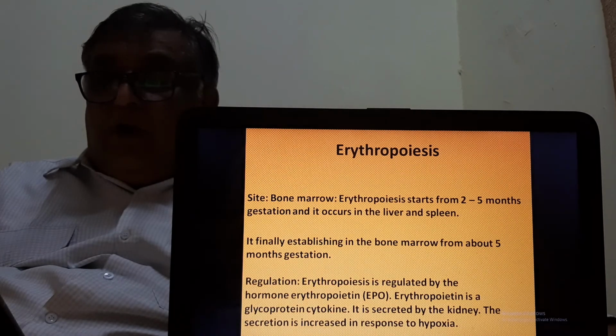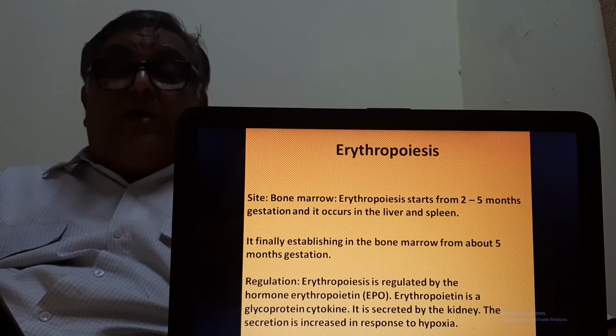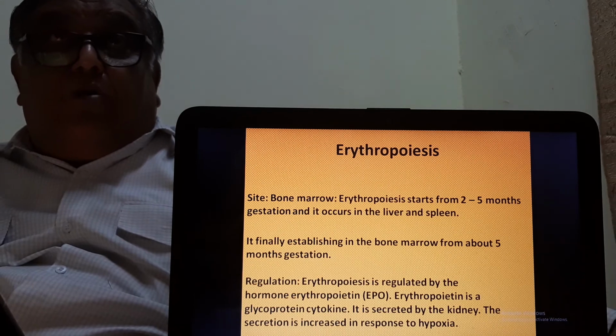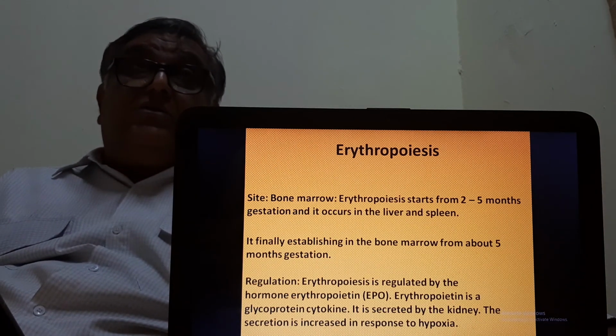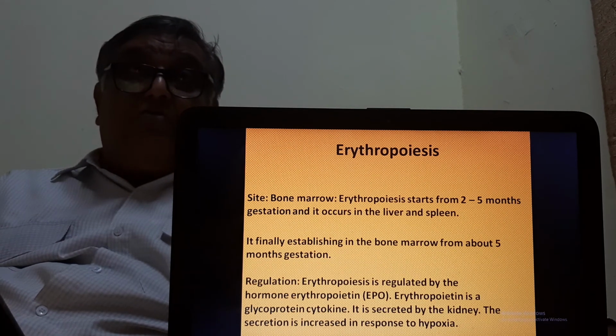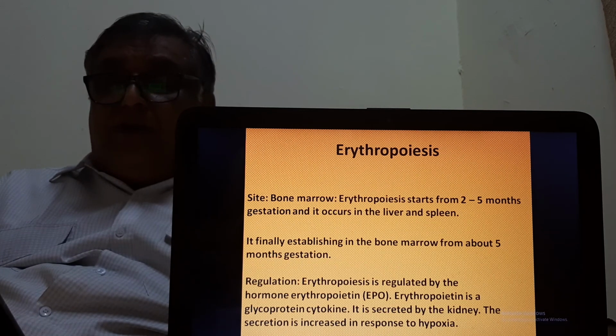This point we have already covered. Erythropoiesis is regulated by a cytokine which is a glycoprotein called erythropoietin, abbreviated as EPO. It stimulates production of more RBCs and responds to hypoxia. So if there are hypoxic conditions, erythropoietin is secreted more.